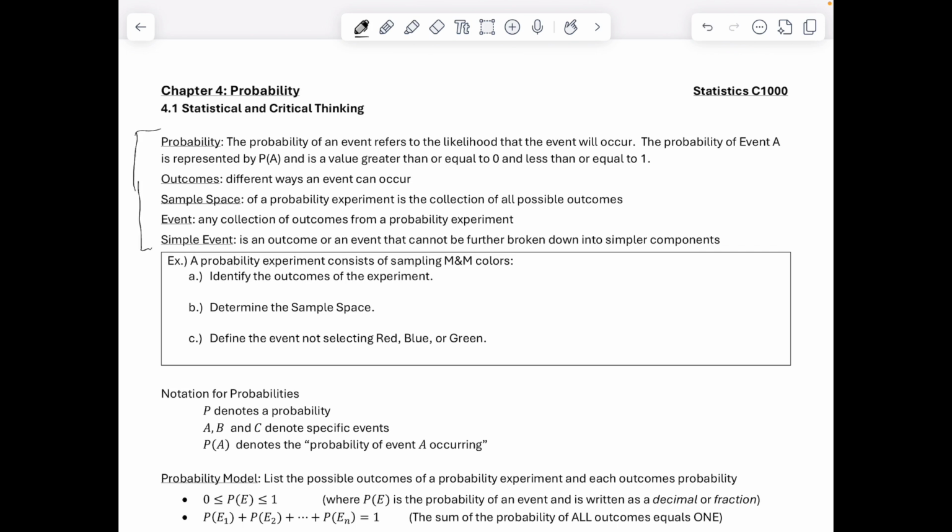First one being probability. The probability of an event refers to the likelihood that the event occurs. The probability of event A is represented by P and then A in parentheses, because that's our event, and is greater than or equal to 0 and less than or equal to 1.